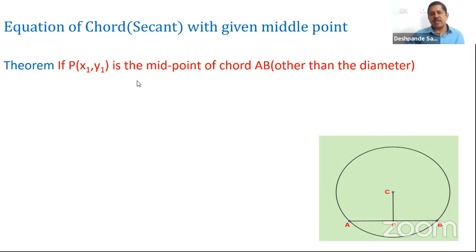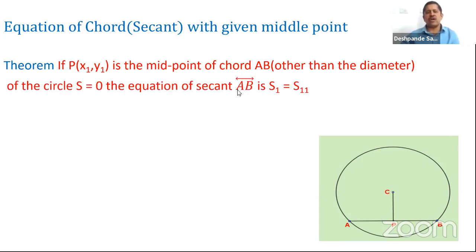So if P(x1, y1) is the middle point of chord AB, very, very important, the chord should not be a diameter. If the chord is a diameter, you cannot use this formula. The reason is you can straight away use the point equation of circle and extremities of diameter, or some other similar concept. So if the point is not a point on the diameter, then this procedure works. The equation of secant AB is given as S1 is equal to S11. So it's an important equation. S1 is equal to S11 is the equation of the chord with a given middle point.